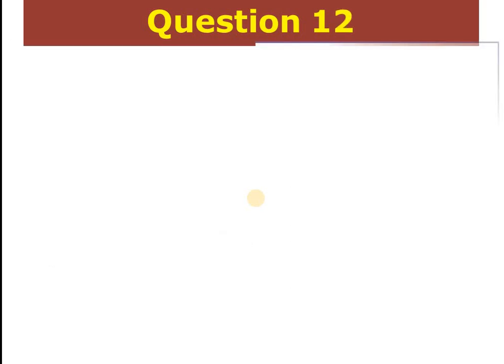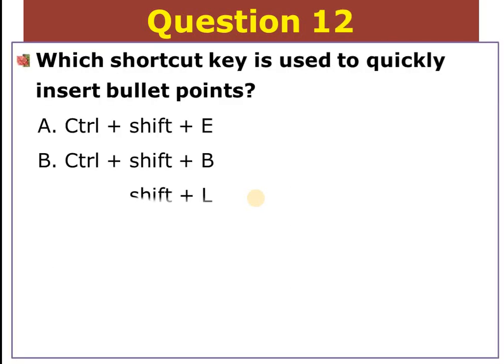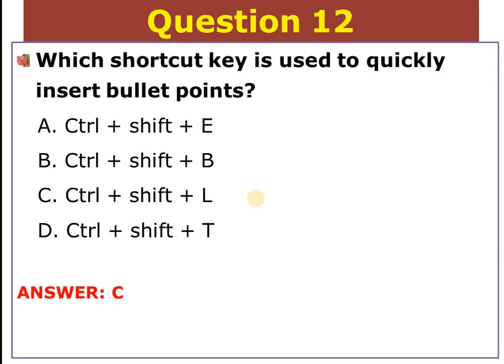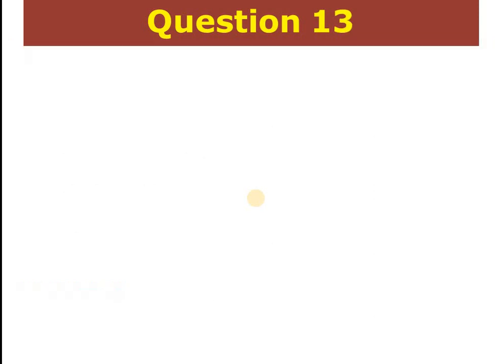Question number 12. Which shortcut key is used to quickly insert bullet points? A. Ctrl plus Shift plus E. B. Ctrl plus Shift plus B. C. Ctrl plus Shift plus L. D. Ctrl plus Shift plus T. The answer is choice C. Ctrl plus Shift plus L is the answer. This is a shortcut key used to quickly insert bullet points.